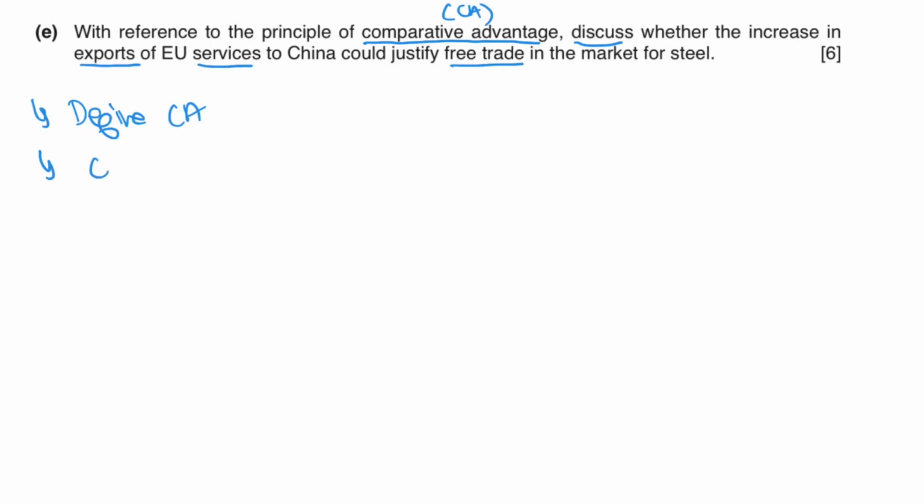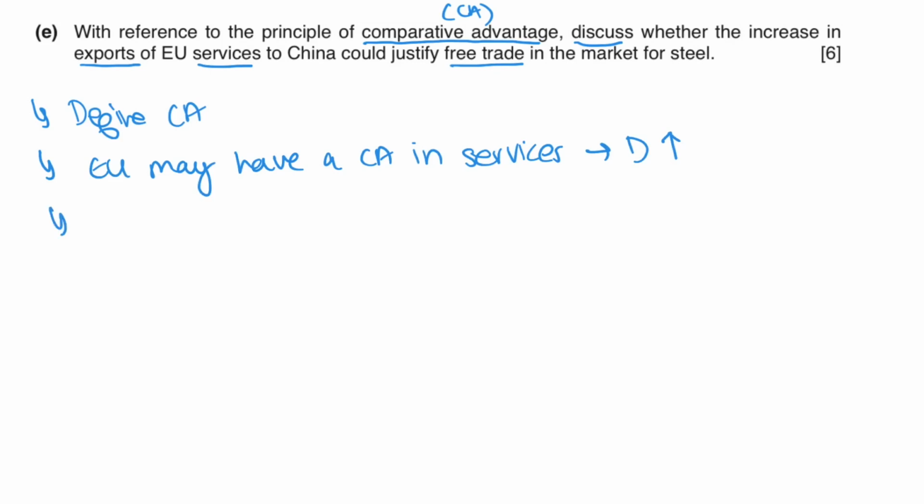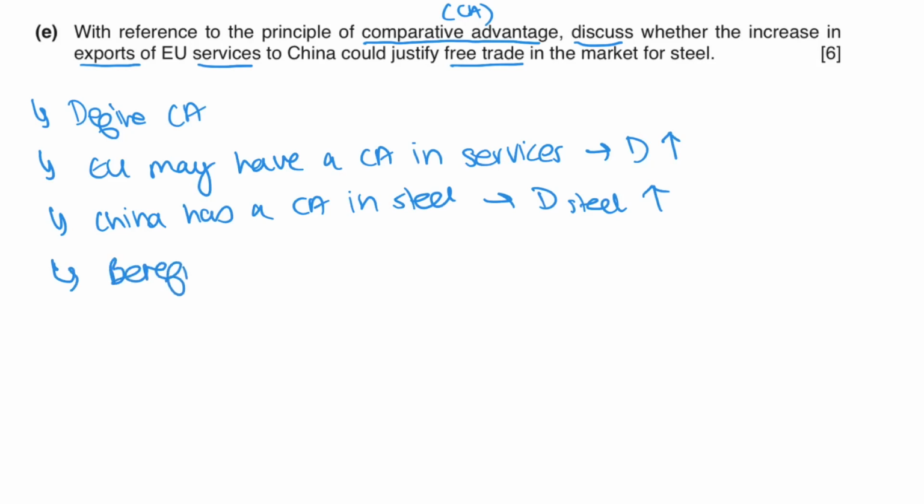For example, the EU may have a comparative advantage in services, which is why there's a greater demand for the services. So the demand for these is high, okay? And it could be argued that China has a comparative advantage in steel, and that is why the demand for steel from China is high. Could these countries benefit from free trade? Yes, because that is the whole principle of free trade, isn't it? That if one country has a comparative advantage compared to another, then the country should focus on what they're good at. And then they should trade so that they can both benefit from this specialization, right?